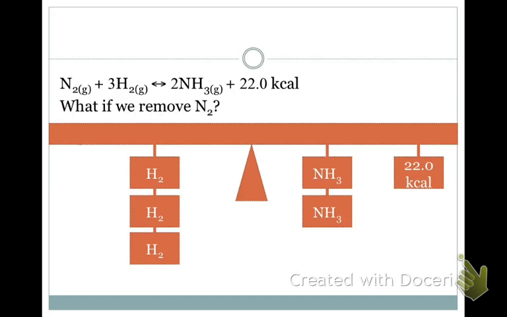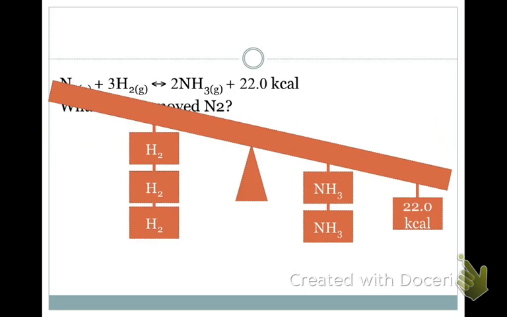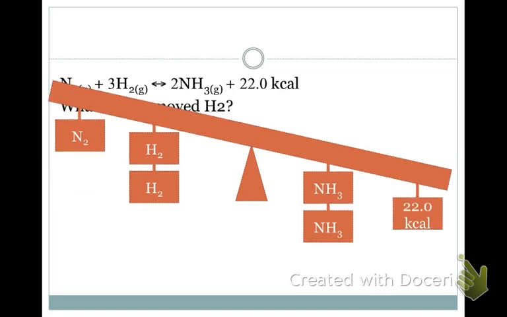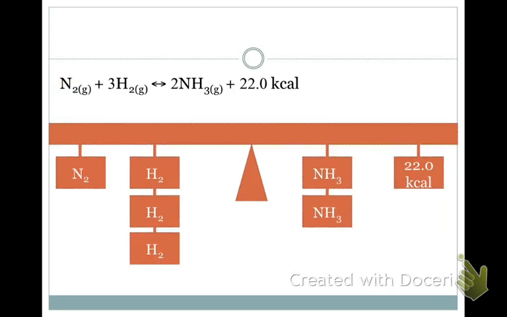If we remove N2, so we got rid of some N2, we'll find out that the left-hand side gets favored, so the equilibrium shifts towards the left. The amount of hydrogen goes up, the amount of NH3 goes down, and of course K does not change. Let's reset it. Here, if we remove H2, it wibble wobbles, and you'll find that it's shifted towards the left, so the reactants are favored. You increase the amount of N2 and decrease the amount of NH3. K does not change.